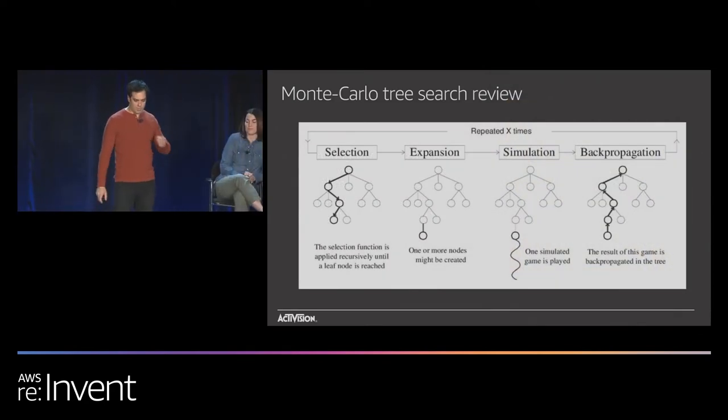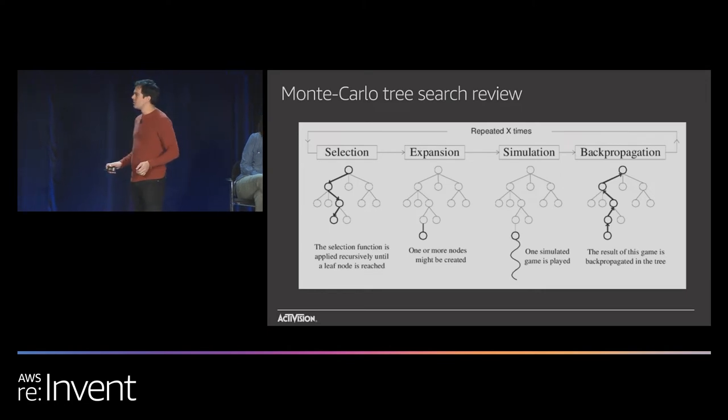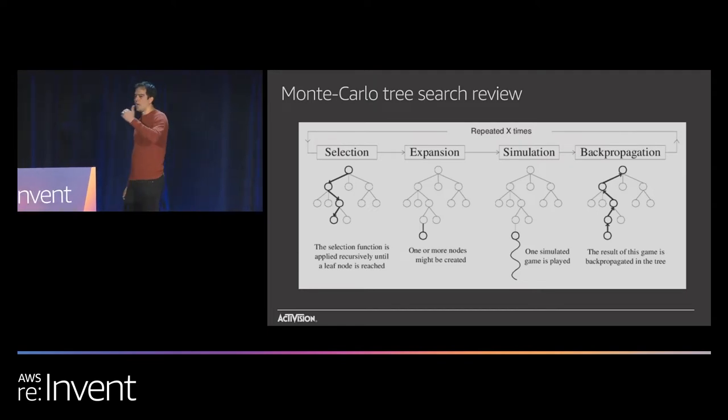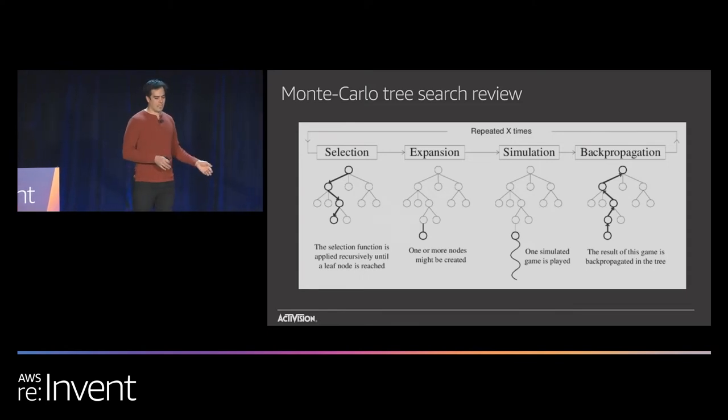Here's a quick review of how Monte Carlo research works. So we have those four distinct phases: selection, expansion, simulation, and backpropagation. So in selection, you're in a state, and we're going to look ahead and see where you want to send this user to. So this is the path that we're navigating. Some paths are better than other paths, and so we're going to explore only the good paths.